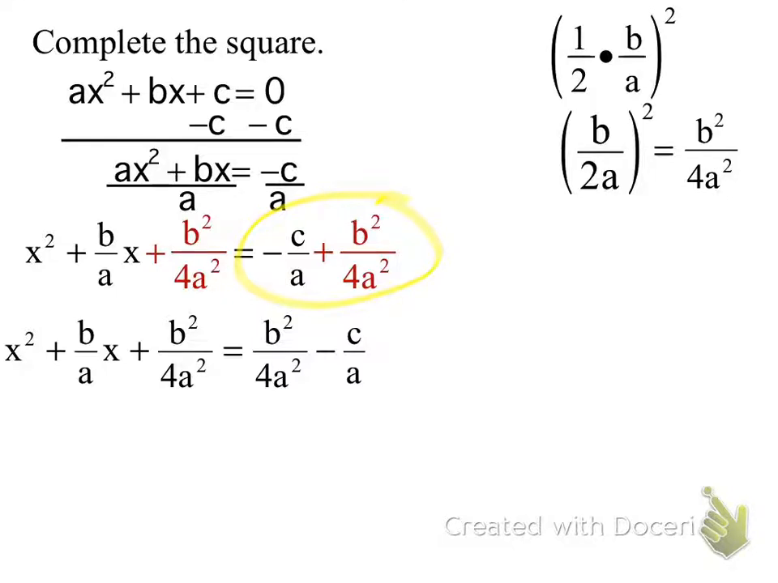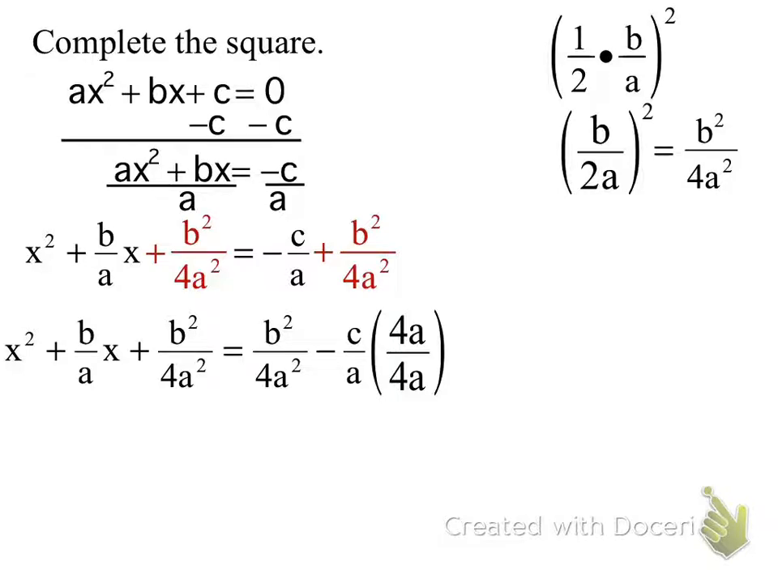And why am I doing that? Well, I need some more room. Okay? I'm going to also need a common denominator on that side. So what do I need to multiply it by? 4a over 4a, right? So I'm multiplying by 4a over 4a. And then we've got b squared minus 4ac, and they're both over 4a squared.